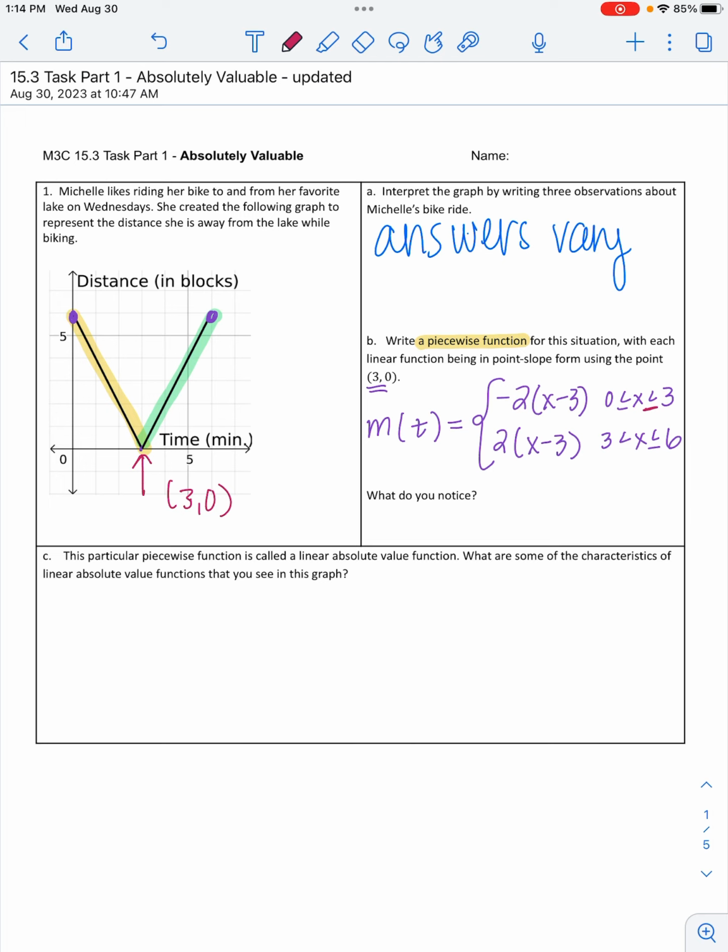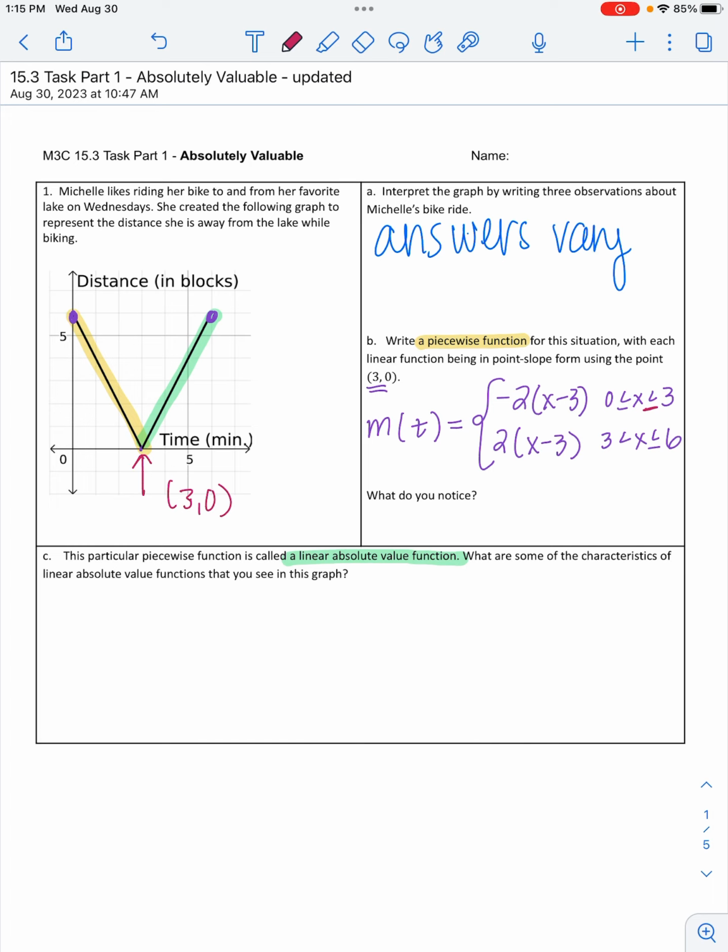Okay, so lots of things you could have noticed. But the big thing is about the fact that they're the same equations with different slopes. So we will be calling these linear absolute value functions. So that's right down here. So a few things are going to be true about these functions every single time we talk about an absolute value function and when we turn it into this piecewise function.